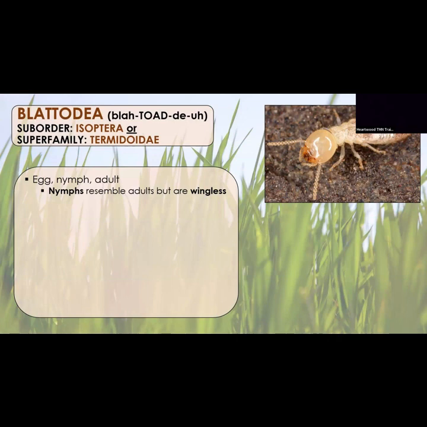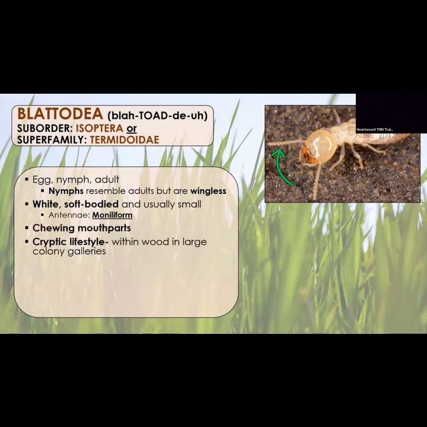Gets a little hairy. All I know is that termites and cockroaches are pretty close. So they also have nymphs that are wingless. Termites are known to have moniliform, or beaded, antennae. Imagine symmetrical beads as their little antennae. They have chewing mouth parts, right? Obviously, they eat wood.